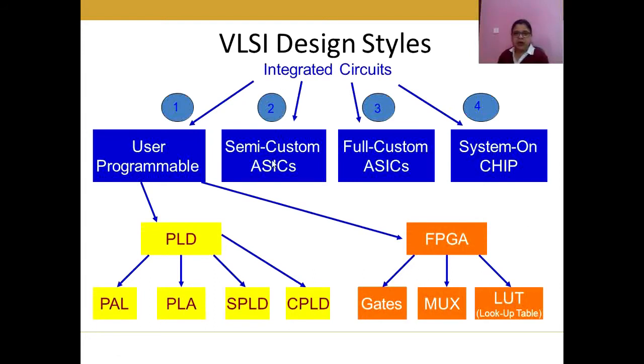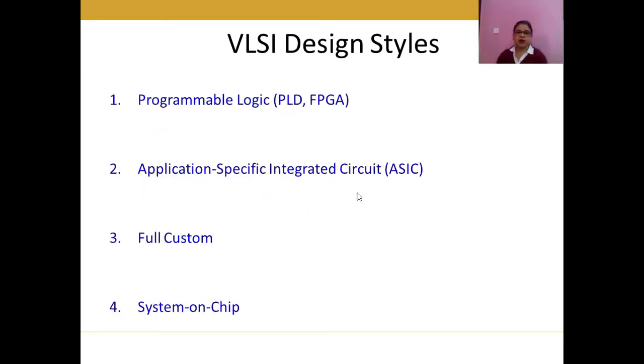Then the second segment of the integrated circuit is semi-custom design by which we make ASICs. Then third is again a full custom ASICs. And then a very recent one is the system on chip, which we also call SoC devices. So these are the broad four areas of the VLSI integrated circuits. Now one by one we will discuss these. So these are the four. I'll start one by one. Introduction to all I will be covering over here.